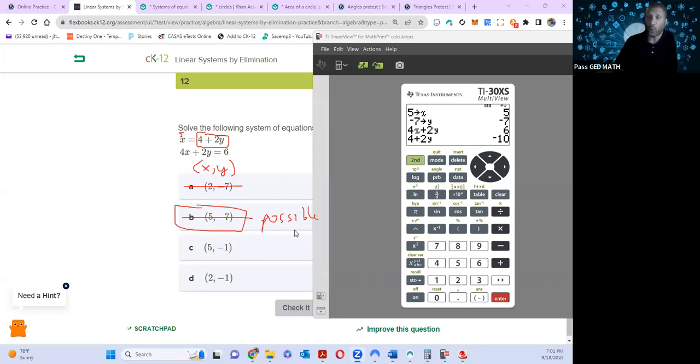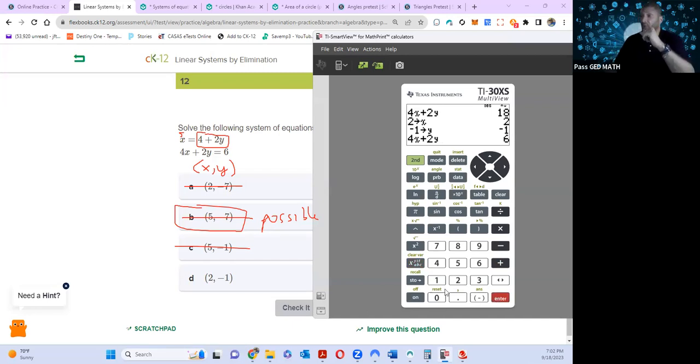So remember, that point satisfied one of the equations, but it has to satisfy both. So 5 for x, minus 1 for y. Plug it into the second equation. 4x plus 2y should give me 6. It didn't give me 6, so I know it's not C. Let's go to D. 2 for x, minus 1 for y. As I plug in the second equation, 4x plus 2y, I should get 6. Do I get 6? Yes.